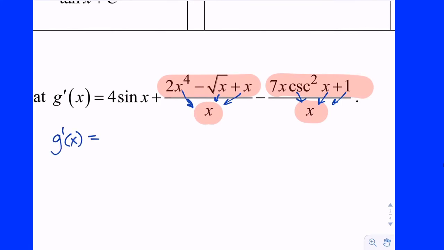So we're still calling it g prime. The first term looks good. Here we go. We'll do this in one fell swoop. 2x to the 4th over x simplifies to 2x cubed. Minus, that's really x to the 1/2, so if I subtract exponents, I get 1/2 minus 1. That's x to the negative 1/2. You want to bring them to the top, so instead of leaving a radical in the bottom, we'll leave a negative exponent in the top. And then I get x over x, which is plus 1. That takes care of that one.